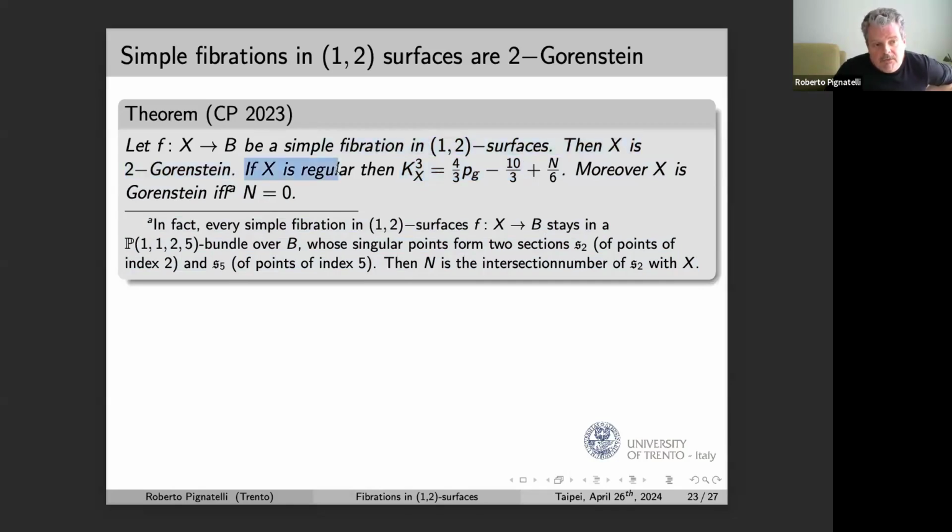A simple fibration in (1,2)-surfaces, if regular, which in fact is a simplification here, we can state something similar in the non-regular case, but regular means the base is P1, and the formula changes. But if I assume regular, then I get the volume is 4/3 pg minus 10/3 plus 1/6 of the number of non-Gorenstein points, counted as usual, possibly with some multiplicity. And the Gorenstein case is exactly the case when these points are not there, so when n equals 0. In fact, n is better defined as the intersection number of my threefold with this curve of singular points I defined.